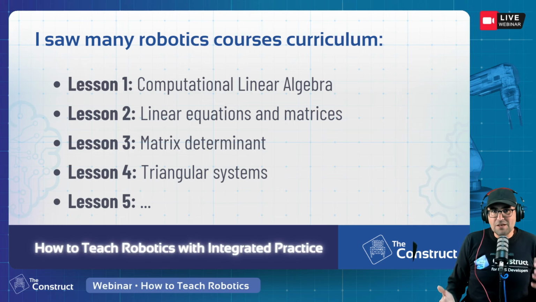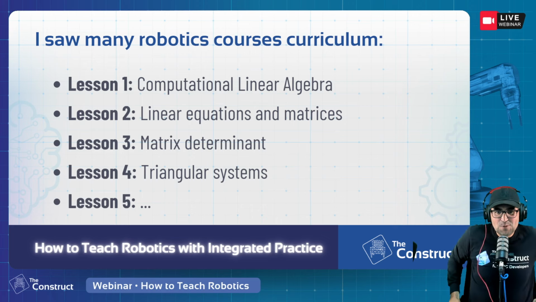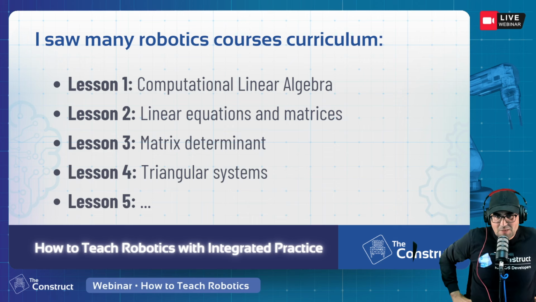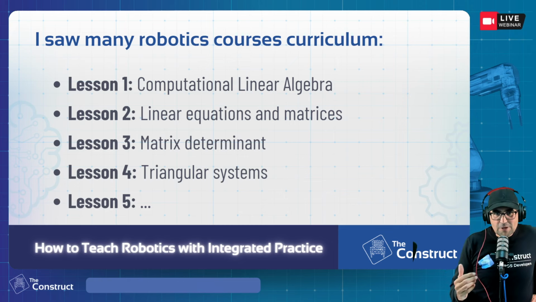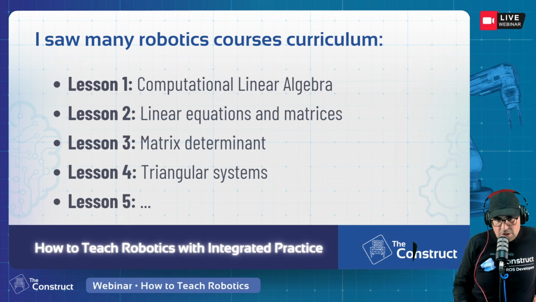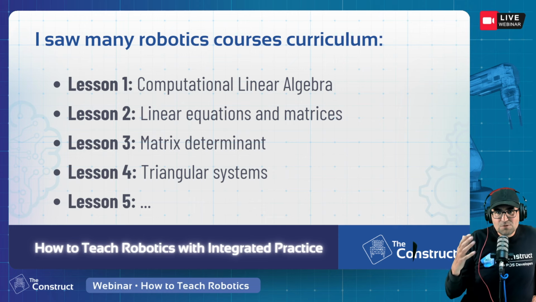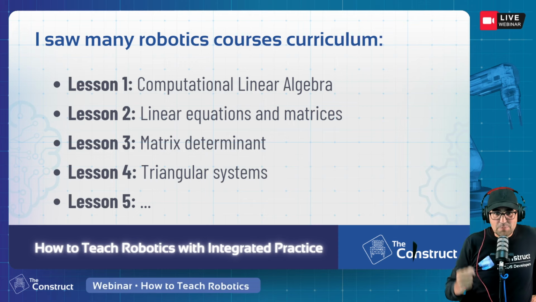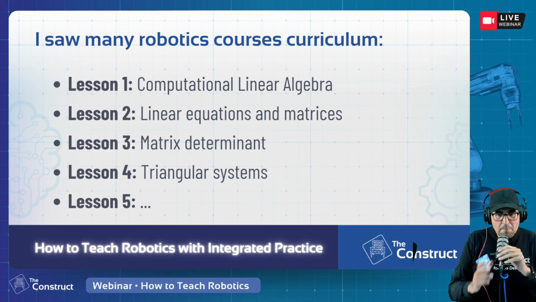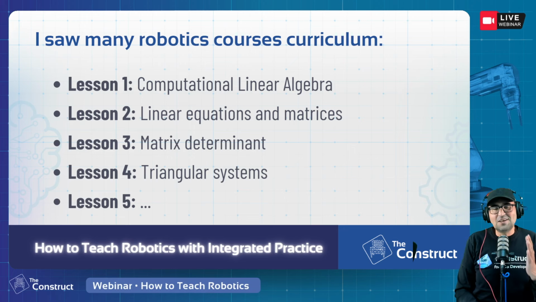I have seen many robotics curriculums say, okay, welcome to the robotics class, and then in lesson number 1 we are going to learn computational linear algebra. Okay, nice, but let's keep moving forward in robotics. What's the next lesson? Linear equations and matrices. Okay, interesting, but when do we come to the robotics thing? This is robotics, because in lesson 3 we are going to do matrix determinant. And at that point the students don't know what they have enrolled in, because that's not what they wanted to learn.